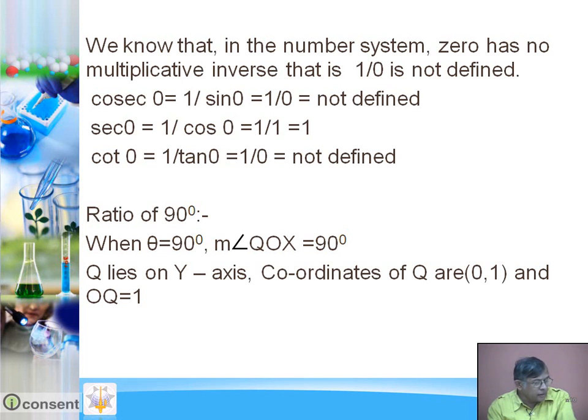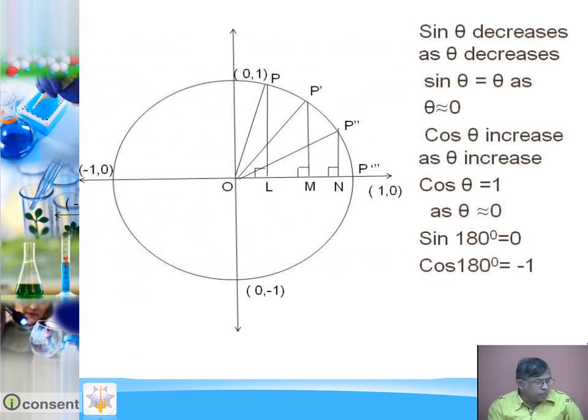Ratios of 90 degrees. Now consider this figure. Here P dash, P double dash and P triple dash. Now see that R is constant, means OP, OP1, OP2, OP3, these are all radii of circles, that is a constant term R. And now here the angle becomes less. See that OP for this.